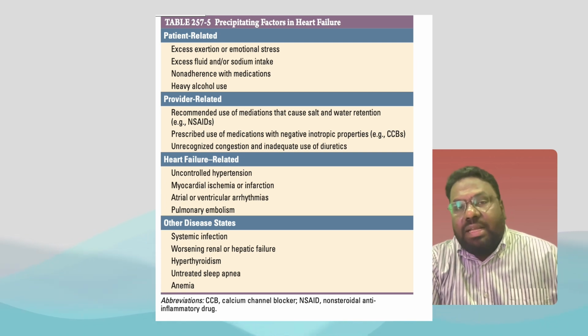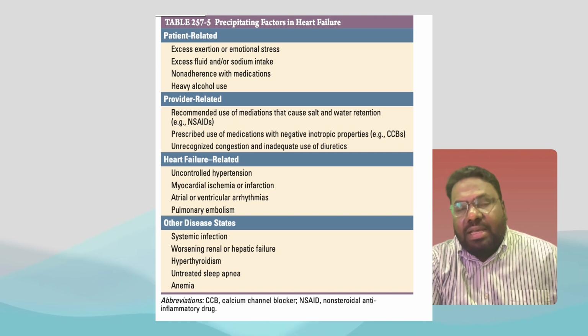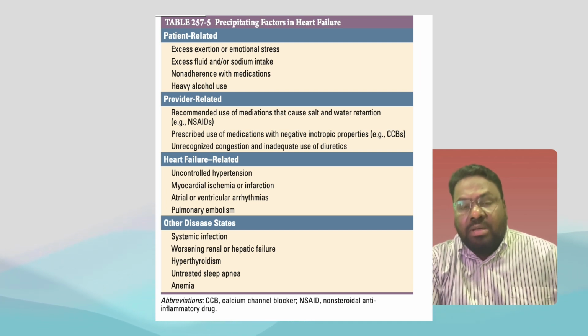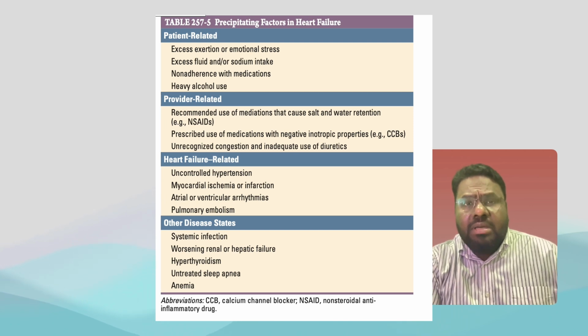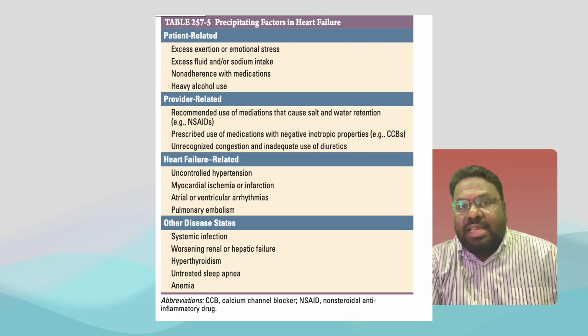So ARB or ACE inhibitor with or without a diuretic, you have to start. Then you can consider adding other agents. The last to consider is calcium channel blockers. But if you start calcium channel blockers in a young person, then get ready to face heart failure in this case 10 years or 15 years down the line.